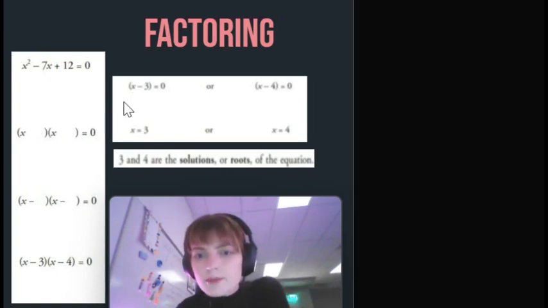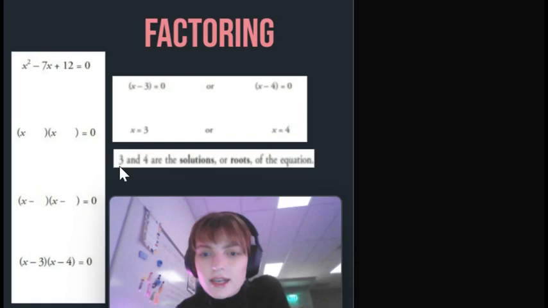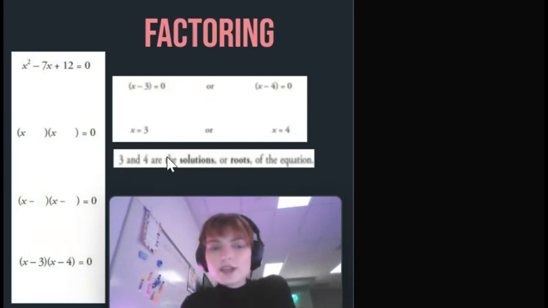Our final step when we are factoring is to set each expression equal to 0 and then solve for x. So here we have x minus 3 is equal to 0, or x minus 4 is equal to 0. Our solutions are then x is equal to 3 or x is equal to 4. 3 and 4 are the solutions or roots of the equation.